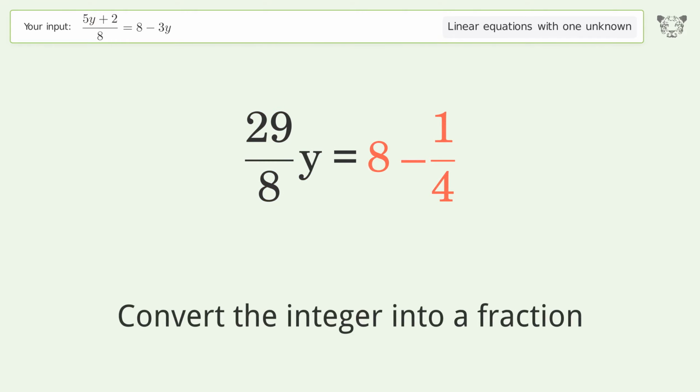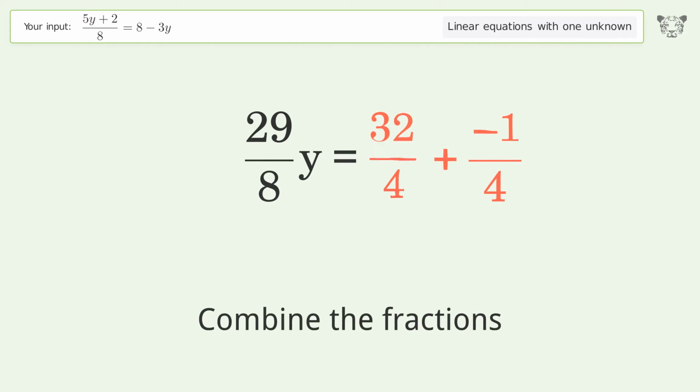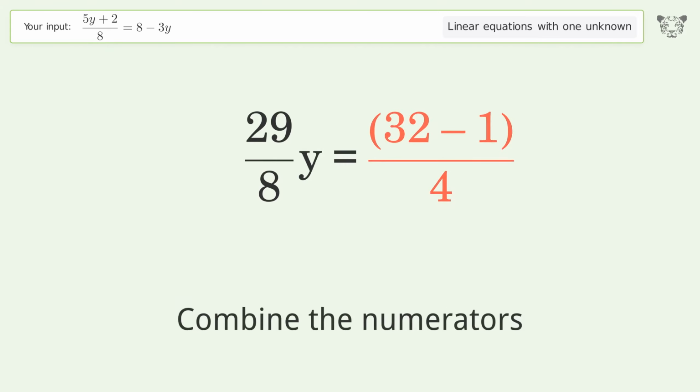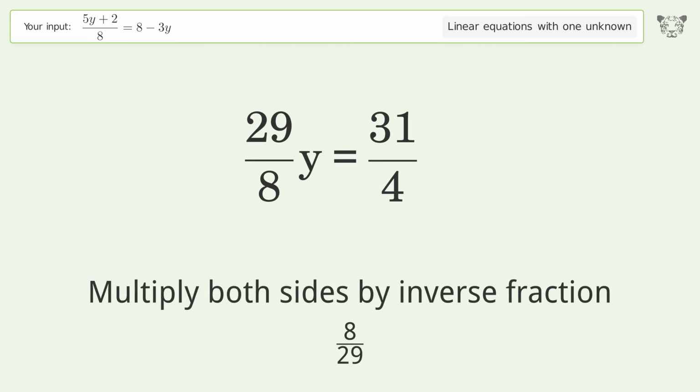Convert the integer into a fraction. Combine the fractions. Combine the numerators. Isolate the y. Multiply both sides by inverse fraction 8/29.